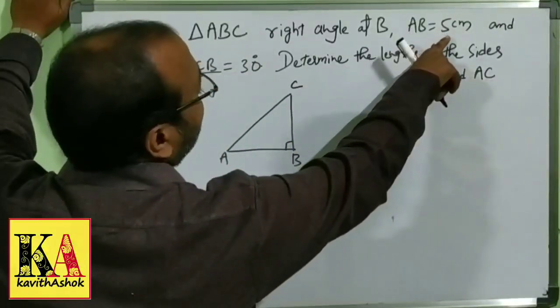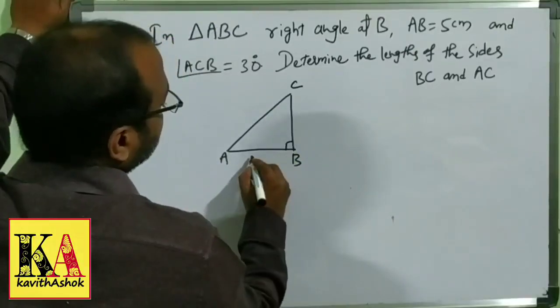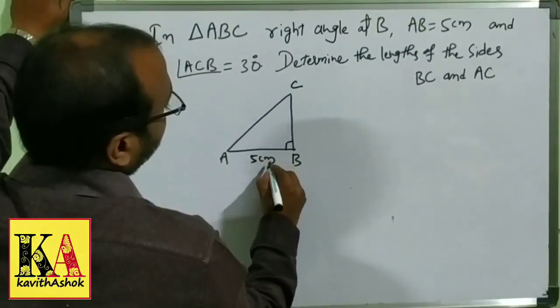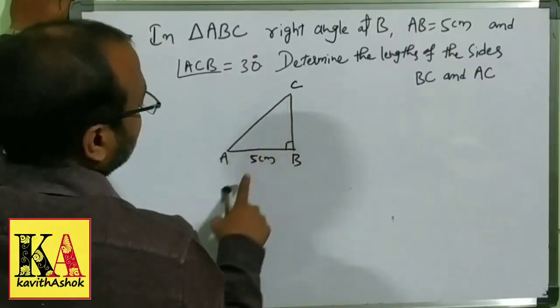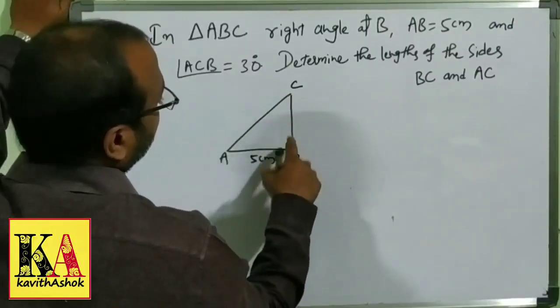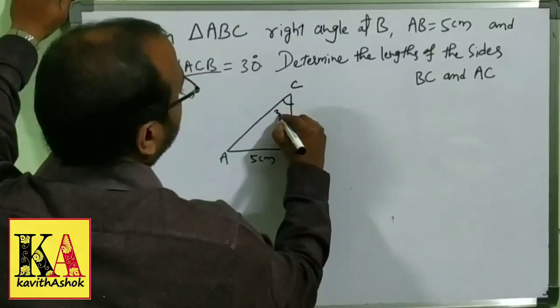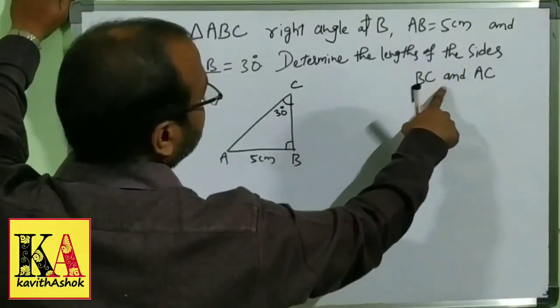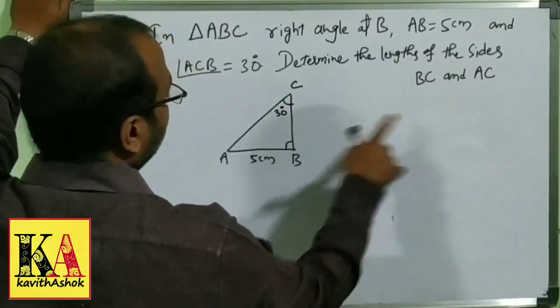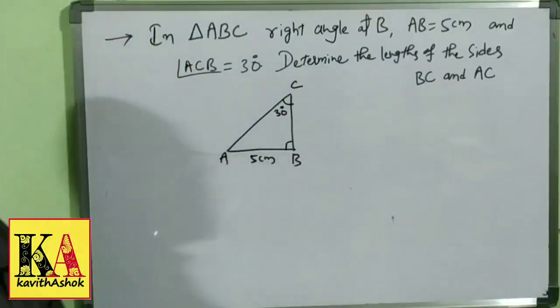And AB is given as 5 centimeters. AB is this one. This is given 5 centimeters. And angle ACB is given 30 degrees. So this is 30 degrees. Right. Determine the lengths of the sides BC, this length, and AC. This length they want. Right.